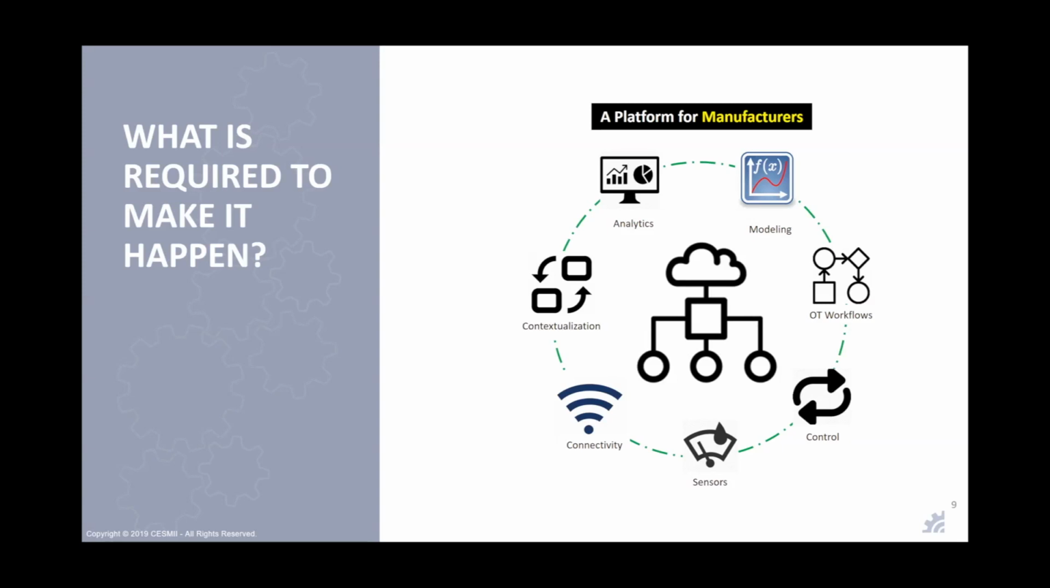So you talk about sensors, connectivity, contextualization of information, applications that allow you to do analytics, modeling that could be data-driven or physics-based. You need to be able to orchestrate information between applications and across the layers through these operational technology workflows, and then eventually get down to connecting back into your plant control systems so that you can control your processes better and have an impact on things like precision, productivity, and performance.